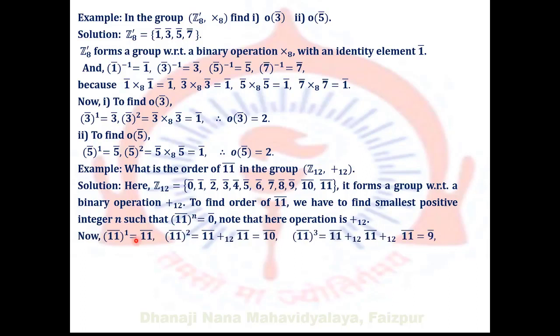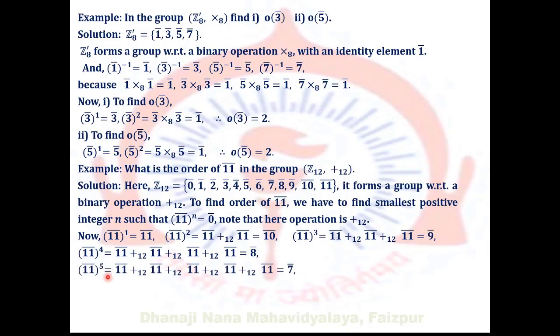So 11 bar raised to n is equal to n into 11 bar. So we have 11 bar raised to 1 is 11 bar. 11 bar raised to 2 is 11 bar plus 11 bar modulo 12, so its value is 10 bar. Then 11 bar raised to 3 is 11 bar plus 11 bar plus 11 bar, that is 33 bar, but modulo 12 its value is 9 bar. Also 11 bar raised to 4 is equal to 8 bar. Then 11 bar raised to 5 is equal to 7 bar.